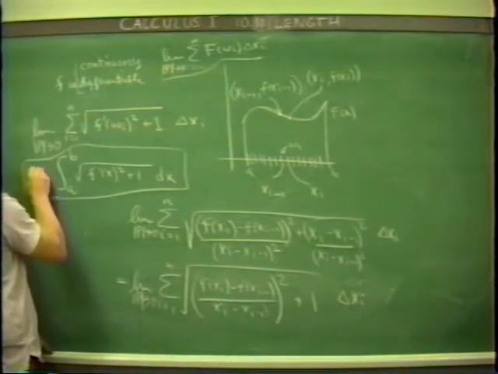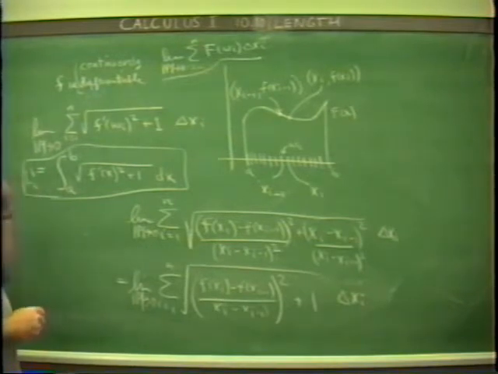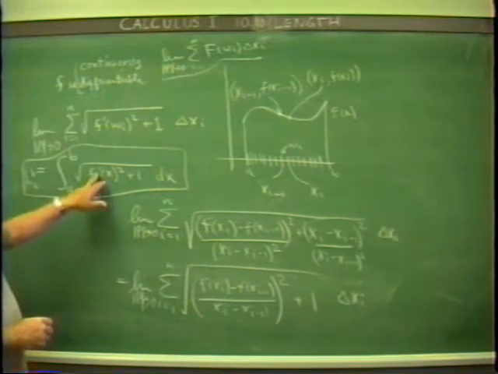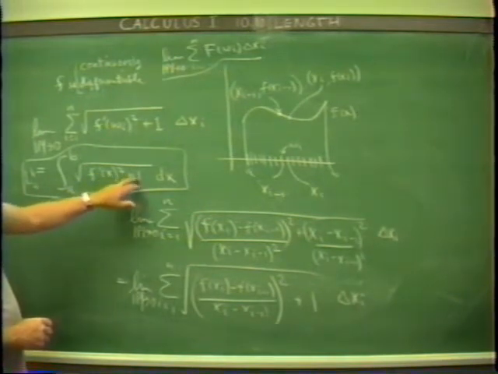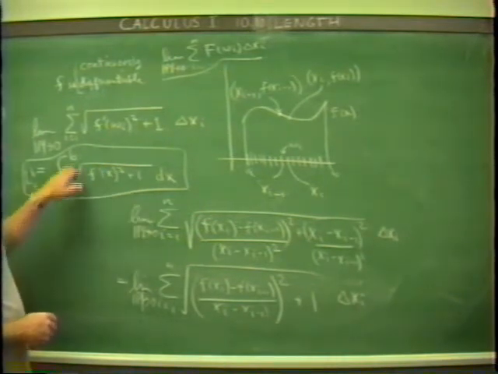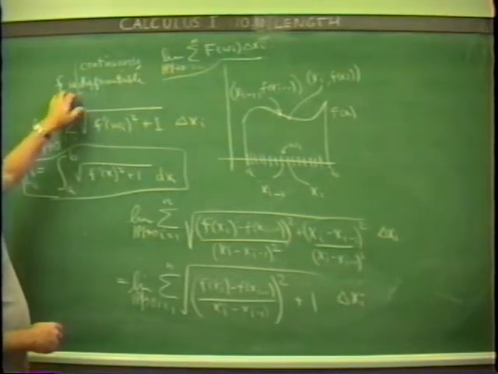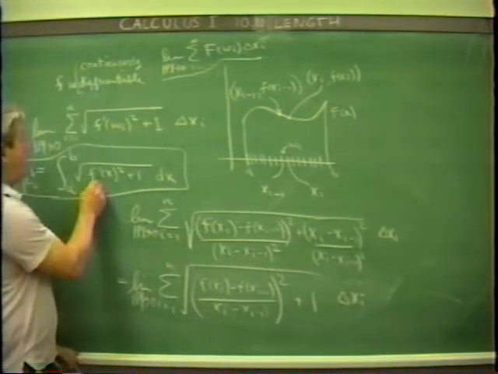So this is the formula for the arc length between a and b, sometimes written like this, L between a and b. That's to say, in order to compute the arc length, you take the derivative of the function, you square it, you add 1, you take the square root, and integrate from a to b.